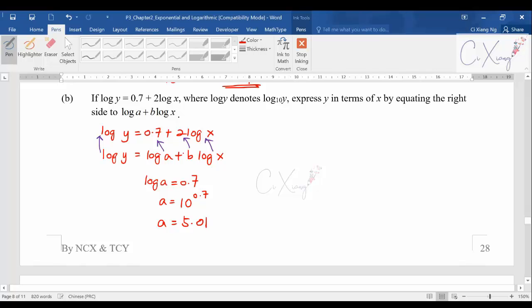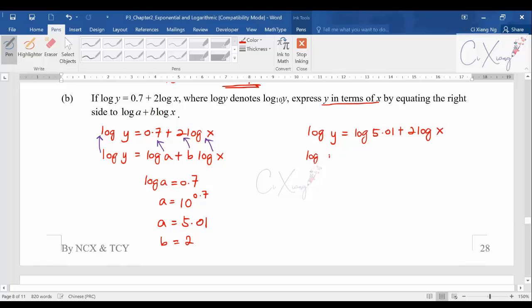And then for b, the value of b is very straightforward. You just directly compare it, no need to do anything else. So b equals 2. Okay, so once you get a and b already, now they want you to express y in terms of x. So y in terms of x, you will have log y equals log a, a is 5.01, plus 2 log x.